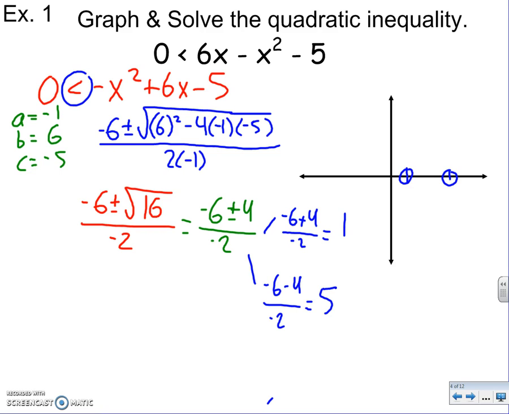Now A is negative. That means this picture's flipped and it's dotted. So I'm going to draw a picture like this. All right. Now, I don't know where the vertex is. I could calculate it by doing axis of symmetry, but I don't need that. I just need the general shape. Now I need to do a test point.